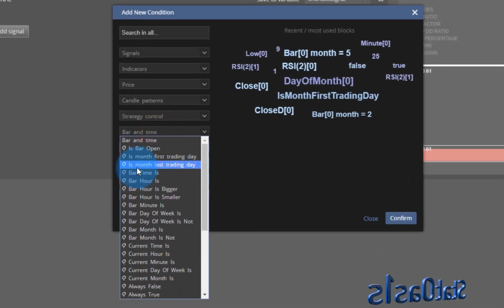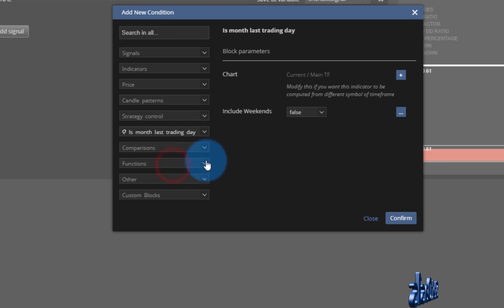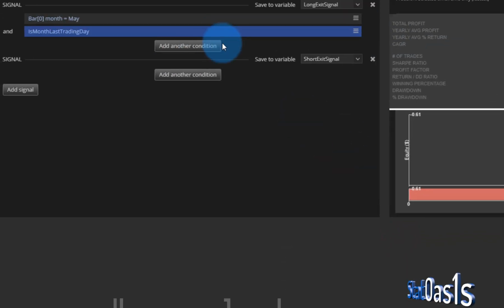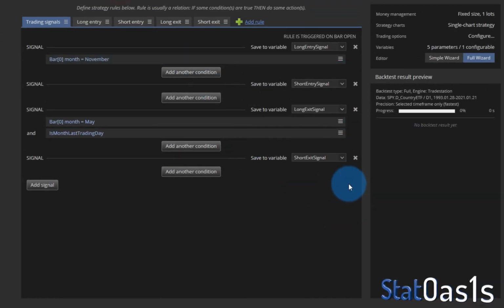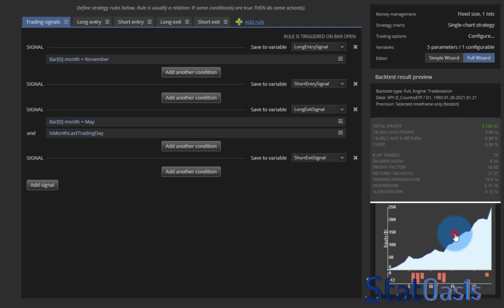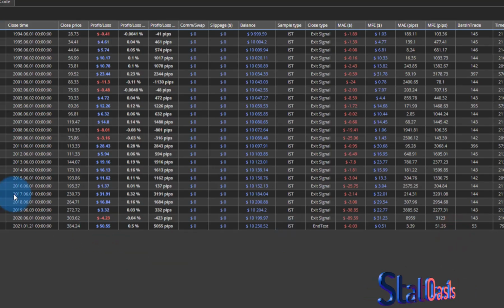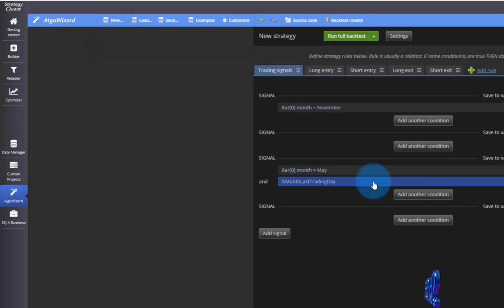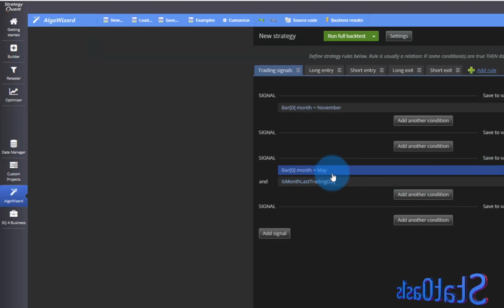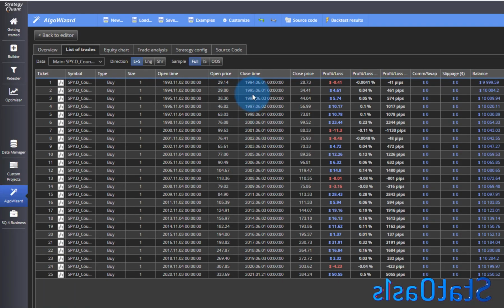So if we do this, is month last trading day. Again, it should theoretically know. And if we test it, you see it works, but it's not as we liked. The code says exit end of May. What it's doing, though, is finding the exit on end of May and exiting on the next bar.